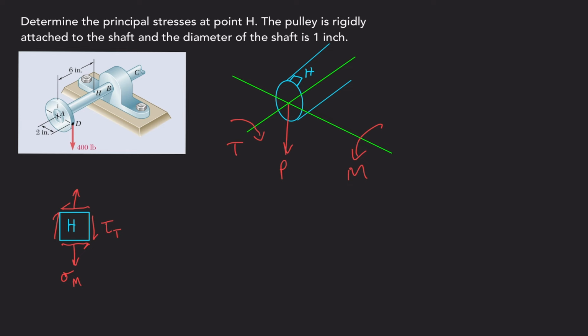So, in order to determine the principal stresses, we need to figure out what the current state of stress is. In other words, we need to figure out the values for these, and then we can apply equations to find the principal stresses. So let's start with the bending normal stress. So sigma M is equal to MC by I, right?